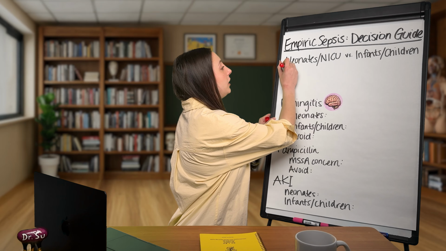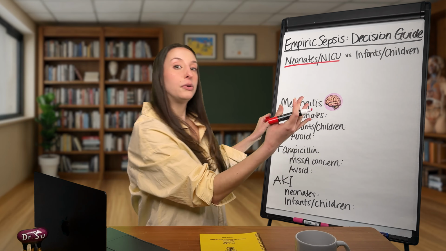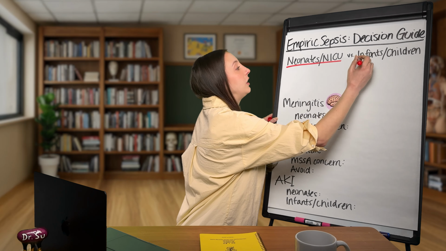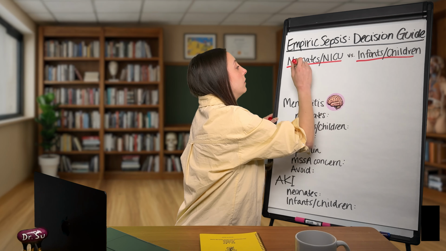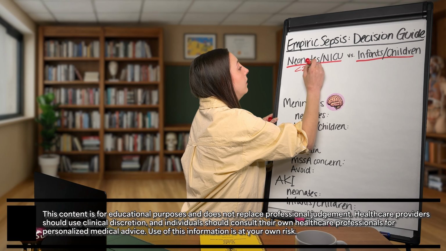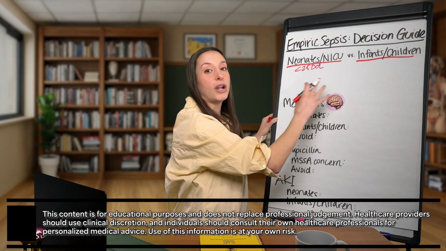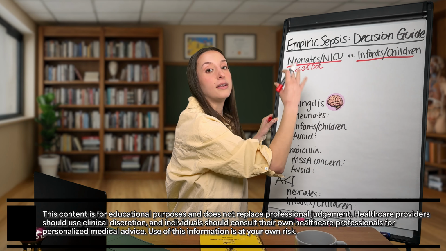Are you treating a neonate or a long-term NICU stay patient, or are you treating an infant or child? So less than 28 days of life, or never been home, right, in the NICU long-term, or are you over 28 days of life, admitted to the ED, the floor, or the PICU? So for neonates and NICU patients, gentamicin is going to be your go-to empiric option for gram-negative coverage.